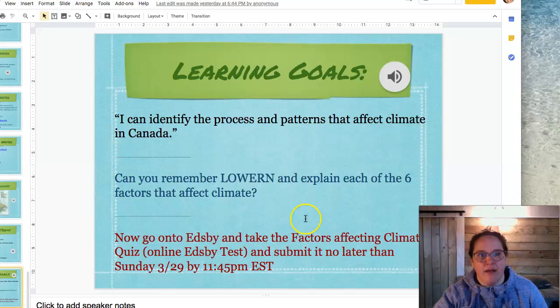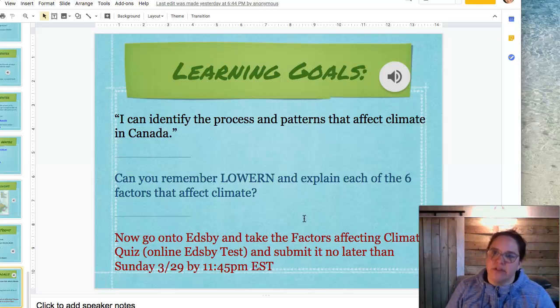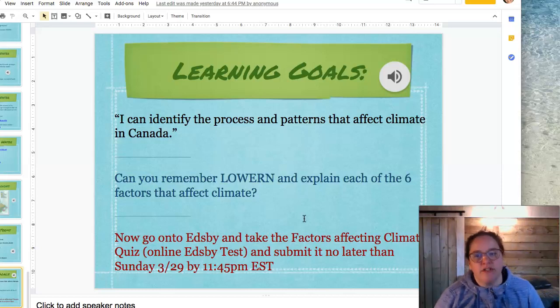There we go. So your learning goal was, can you identify the processes and patterns that affect climate in Canada? LOWERN, L-W-E-R-N, is the 6 factors of climate. So by breaking it down, hopefully you can remember all 6. Once you feel like you've gone through these notes and you've watched the videos and you've watched this video and you feel like, okay, I totally get this whole idea and I know a little bit better, then log into Edsby to the quiz that is posted there and take that quiz.